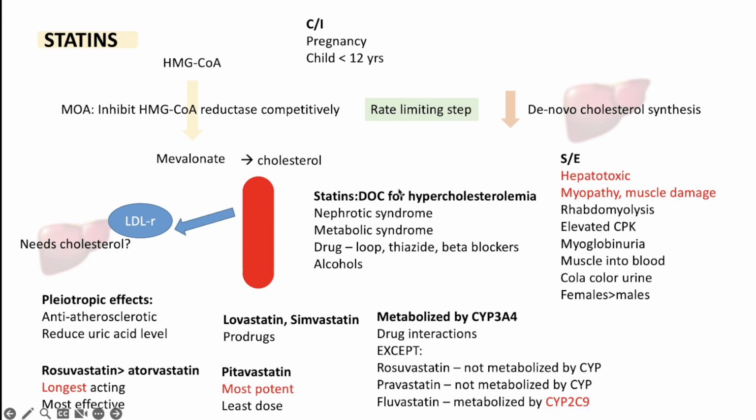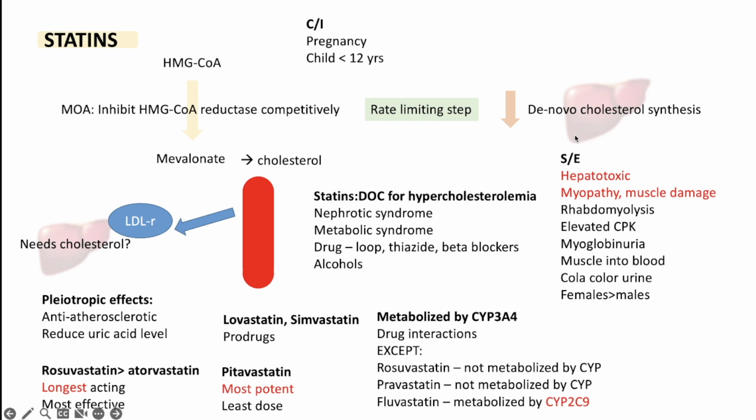indications of statin. So statin is the drug of choice for hypercholesterolemia. It can be hypercholesterolemia associated with nephrotic syndrome, metabolic syndrome, or drug-induced hypercholesterolemia due to loop diuretics, thiazide diuretics, and the beta blockers. And also they are the drug of choice for hypercholesterolemia associated with alcohol.